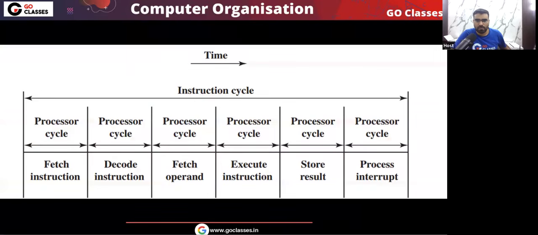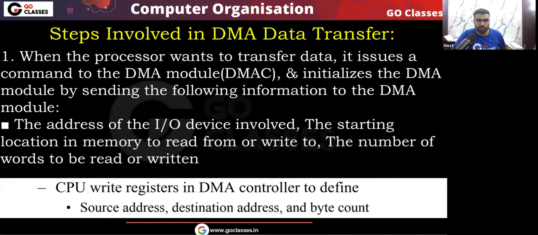Now let's move on. Now let's see all the steps. Here you can read, I've written all the steps in a very detailed way. So let's see the steps involved in the DMA data transfer. When the processor wants to transfer data between the IO device and main memory, what will the processor do? Then the processor will issue a command to the DMA module. Okay, so remember, the processor will send a command to the DMA controller that I want to do data transfer.